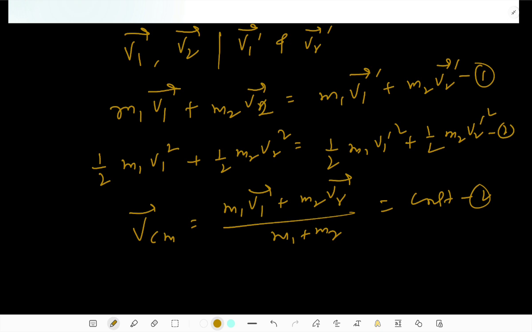Or you can say that the center of mass frame is a zero momentum frame. So the total momentum of the system before collision is equal to 0, and after collision the total momentum of the system is also equal to 0 in the center of mass frame, because the center of mass frame is itself a zero momentum frame. That means before and after collision in the center of mass frame, total momentum of the system is 0. So 0 equal to 0, but writing 0 equal to 0 is not a good practice.